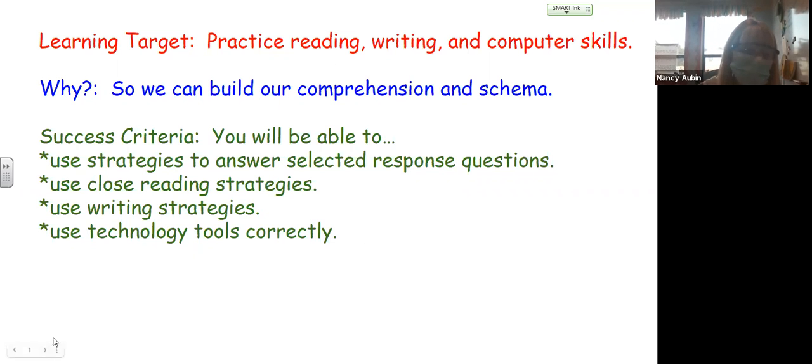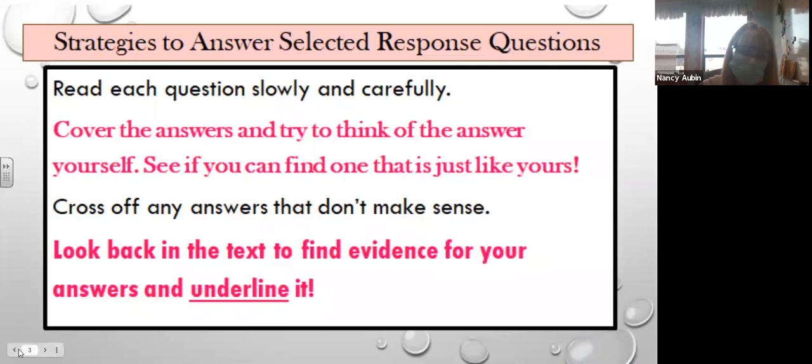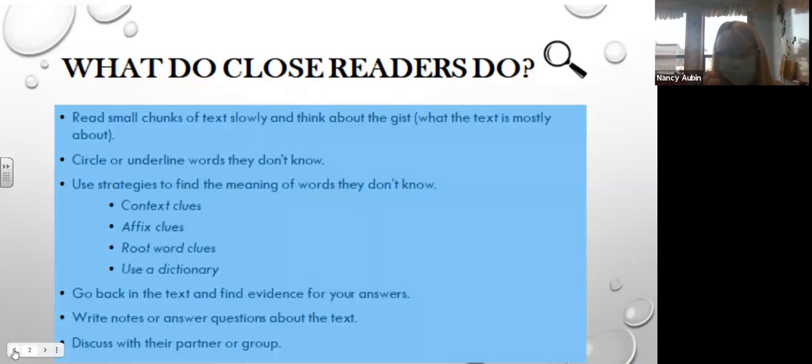All right, so as we look at those technology tools, don't forget, as we are reading today, good readers, close readers, read small chunks to get the gist. You think about those words you don't know, don't just skip over them. The test will make you analyze it. Use the skills you've learned where you look at the root word and the affixes. You won't have access to a dictionary, so you're gonna have to use context and those other strategies of breaking the word apart to figure out what that word could mean.